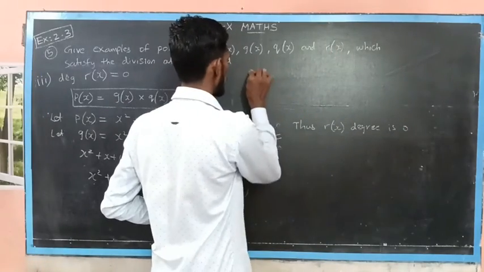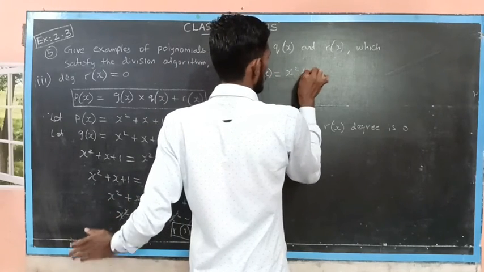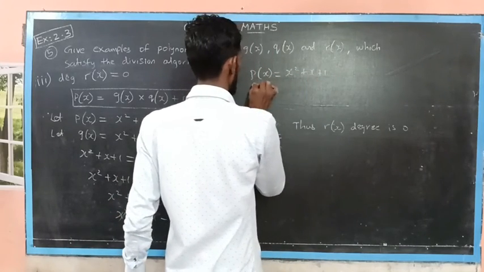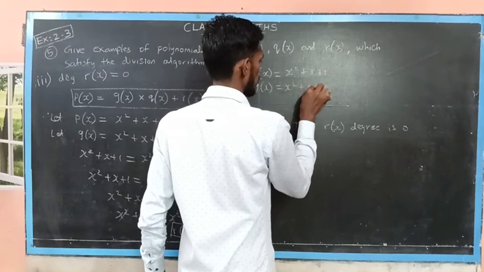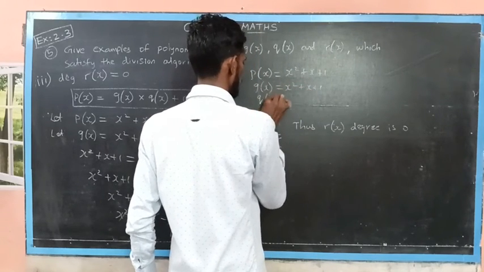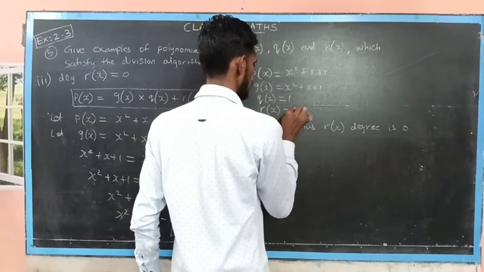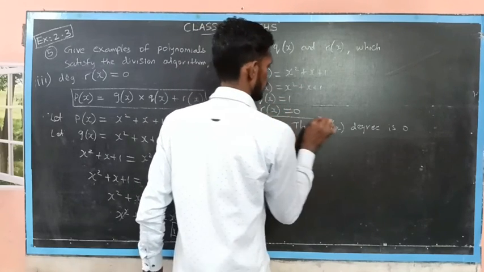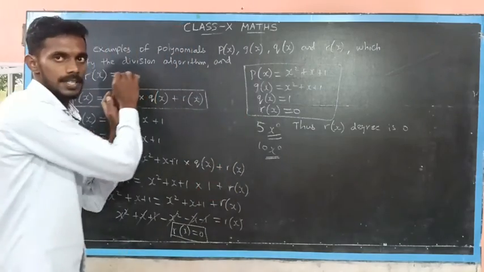So the possible values are P of x is equal to x square plus x plus 1. Then the G of x value is x square plus x plus 1. Then the Q of x value is 1, and then the R of x value is 0. This is the required examples for this condition. Okay.